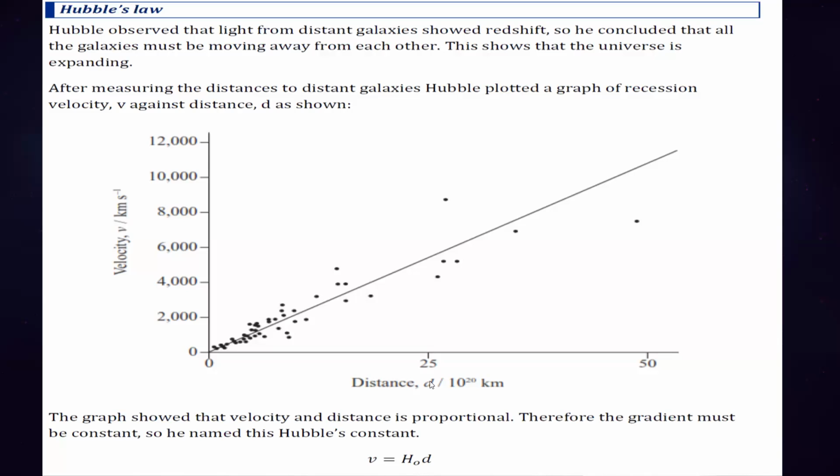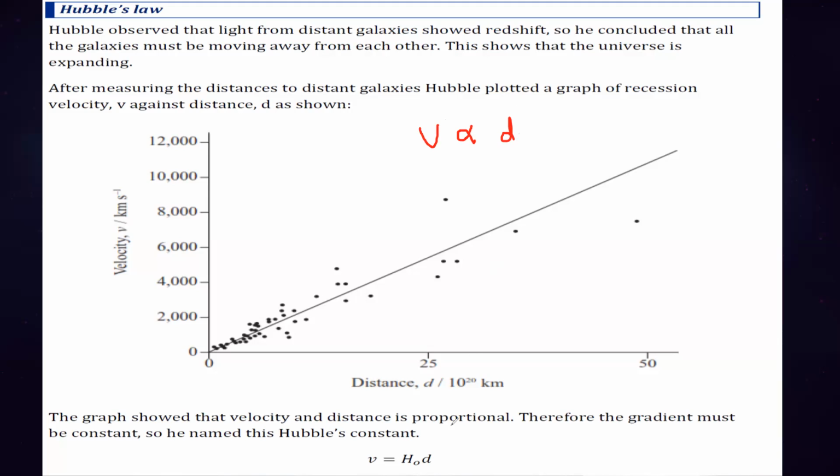So Hubble's law, what does this law actually state? Hubble's law states that the speed at which the galaxies are moving away from us is directly proportional to the distance between the Earth and the galaxy.